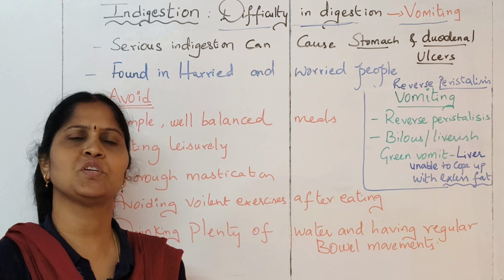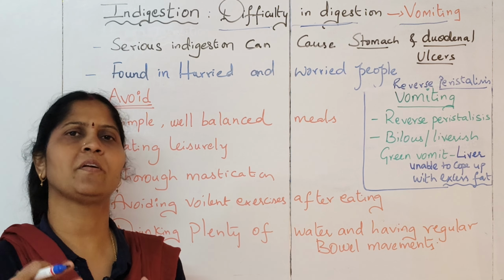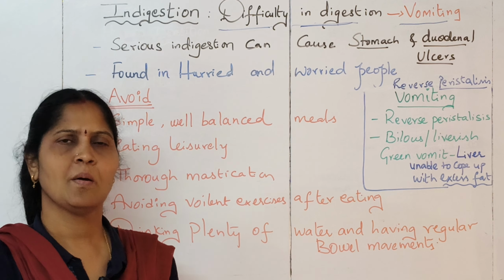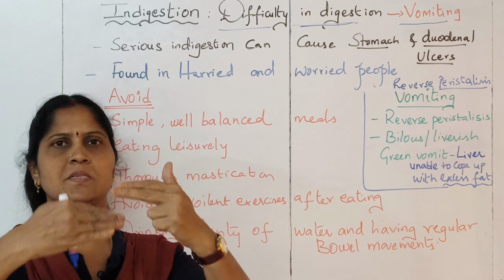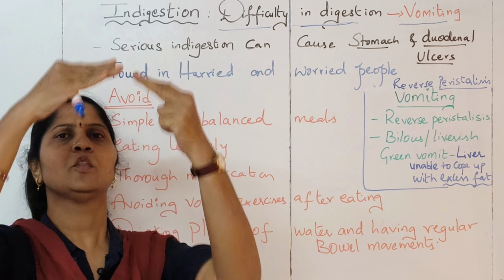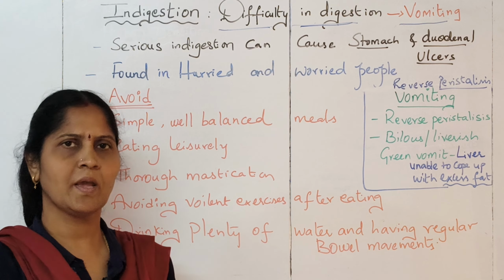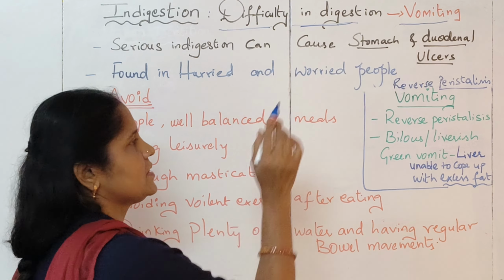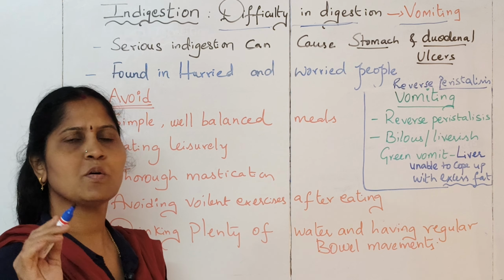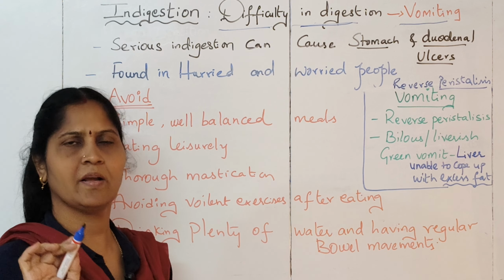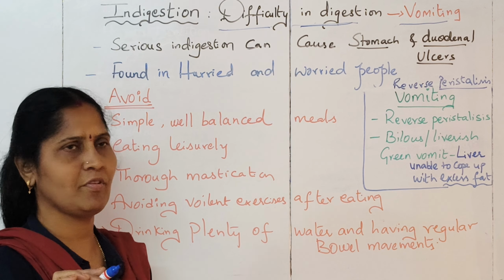But when digestion is not at all proper, when there is a lot of indigestion, your body tries to expel that food out by the process of vomiting, which is called reverse peristalsis. If peristalsis is this way, reverse will be the opposite way, because of which the food will be coming out through the mouth. So that is called reverse peristalsis, in which vomiting will occur. So vomiting is the reflex which occurs under the control of the medulla oblongata in the brain region. It's an automatic reflex.